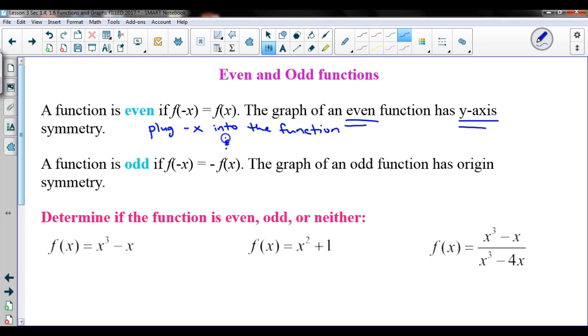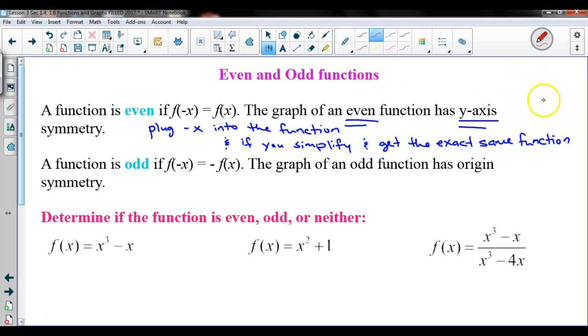And if you simplify and get the exact same function back, then it's even. Which means if it's even, it has y-axis symmetry. So what's cool is if you determine a function's even without even drawing the graph, you then know it has y-axis symmetry. Okay, so let me show you up here. I'll write it to the side. You have way more room on your papers.